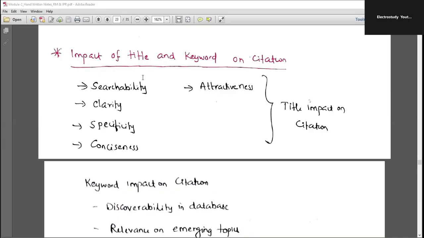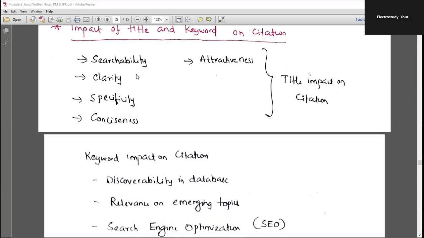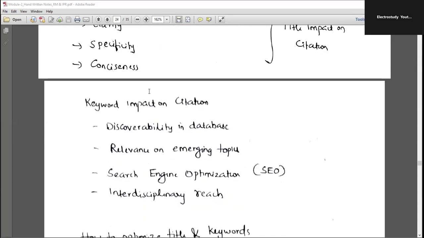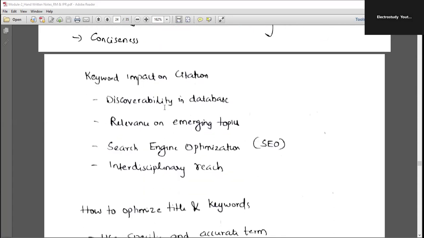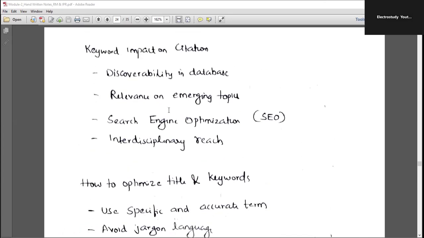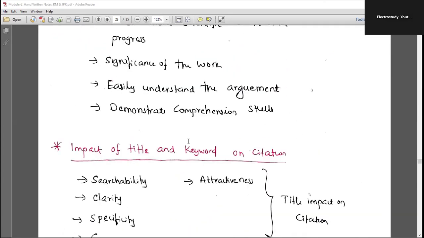Basically, the title and keyword will improve the searchability, clarity, specificity, attractiveness, and conciseness. Similarly, a keyword helps to identify the data, discoverability in databases, and relevance of emerging topics, and search engine optimization and interdisciplinary reach. These are the things that happen with the impact of title and keyword.